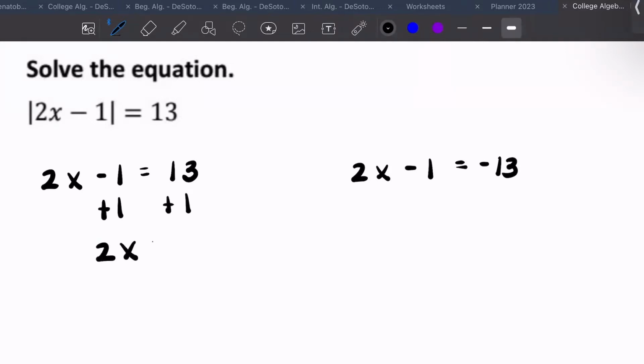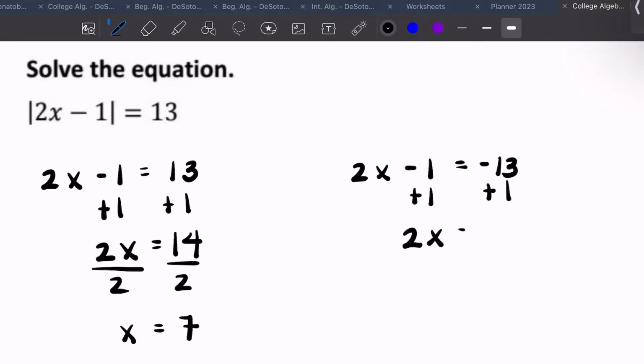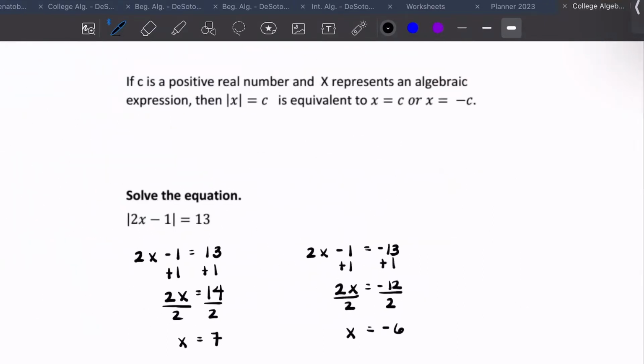And we get 2x equals 14. We divide by 2, and x equals 7. Over here, we add 1 to both sides, and we have 2x equals -12. We can divide by 2, and x equals -6. So our answer is -6 and 7.